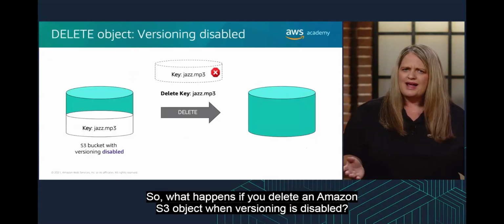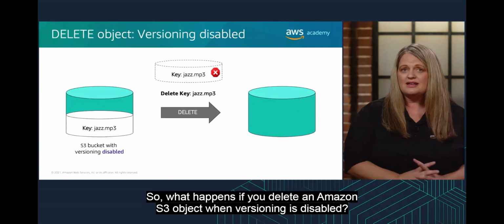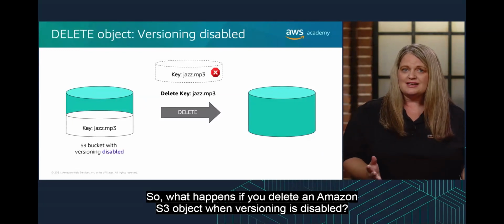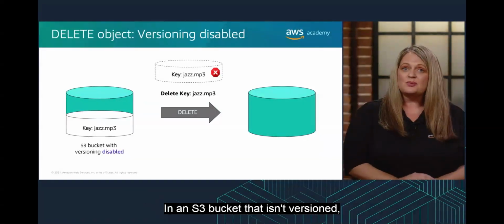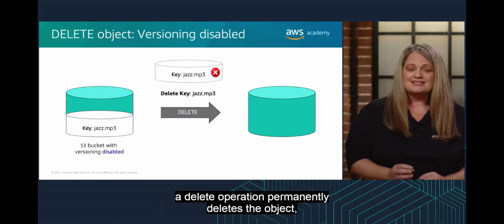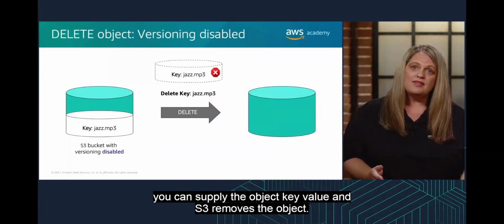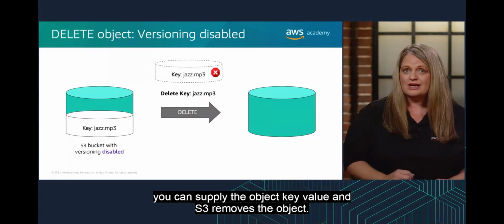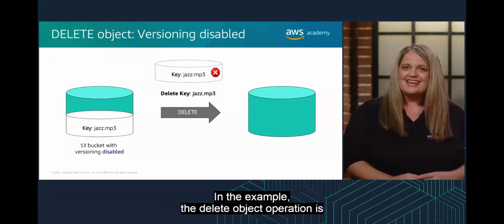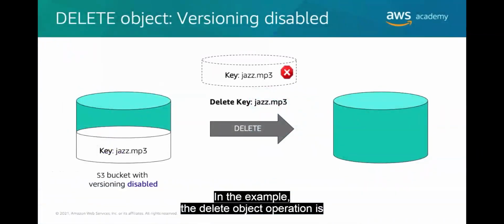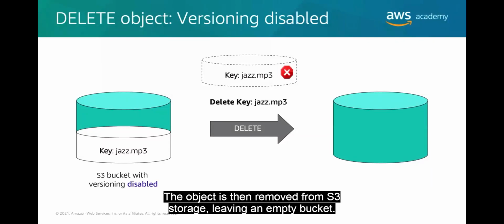So, what happens if you delete an Amazon S3 object when versioning is disabled? In an S3 bucket that isn't versioned, a delete operation permanently deletes the object. You can supply the object key value, and S3 removes the object. In the example, the delete object operation is called with the key value of jazz.mp3. The object is then removed from S3 storage, leaving an empty bucket.